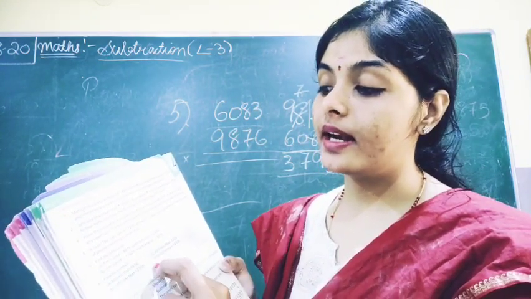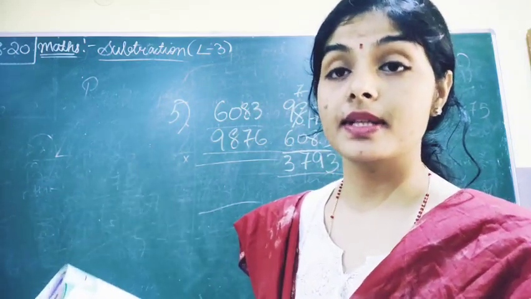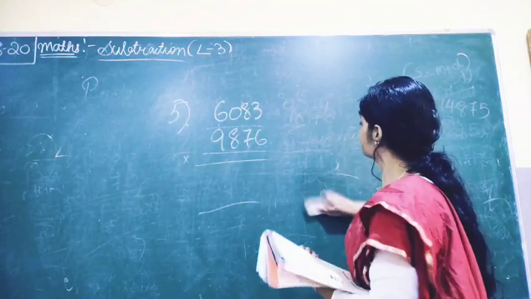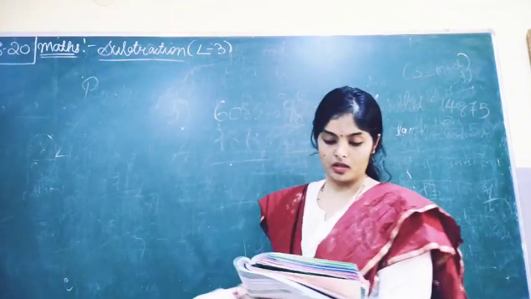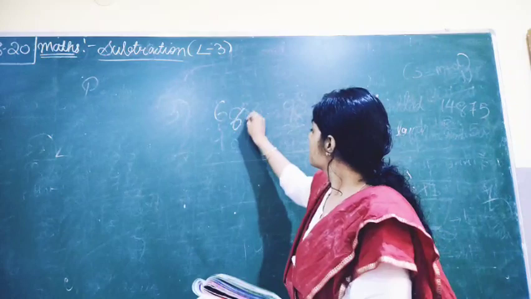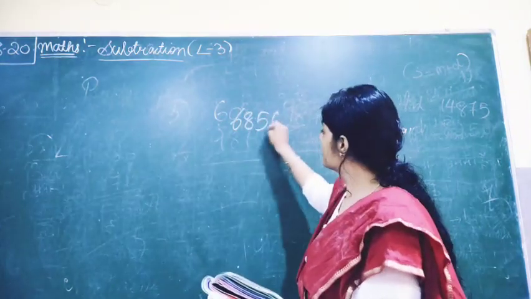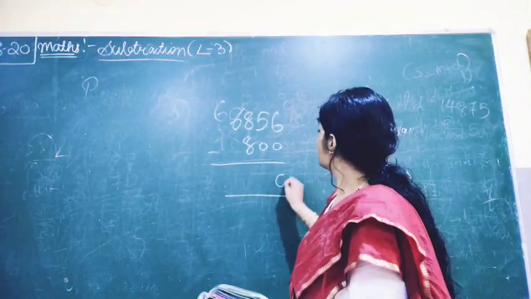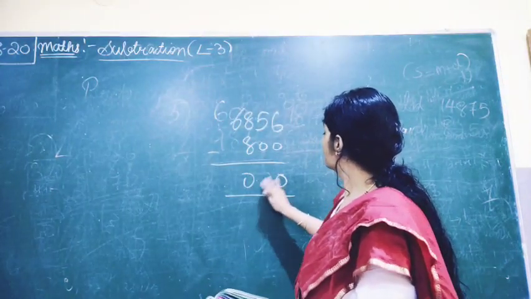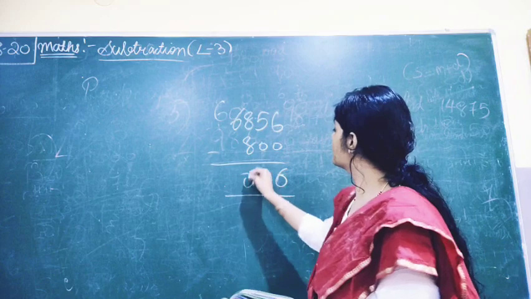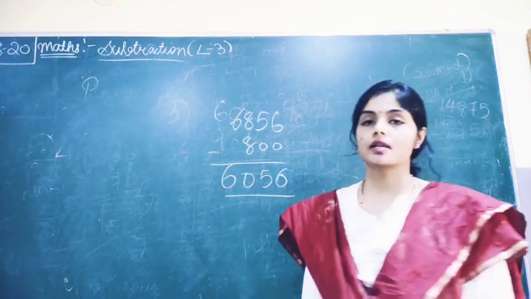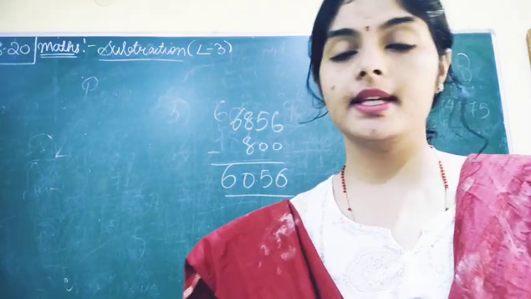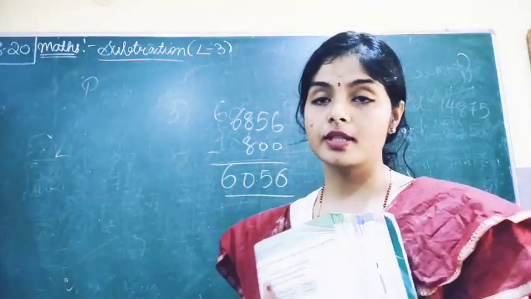Next one, you have 800 less than 6,856. 800 less than 6,856. That means 6,856 is big. For that, the sixth one: 6,856 minus 800. 6,056. Got it? 6,056 is your answer. The next one you will do.